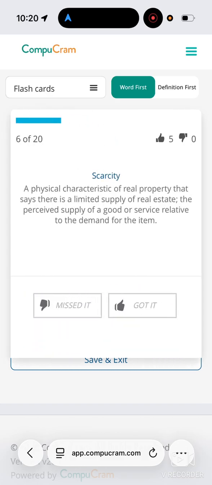Scarcity: a physical characteristic of real property that says there is a limited supply of real estate, the perceived supply of a good or service relative to the demand for the item.